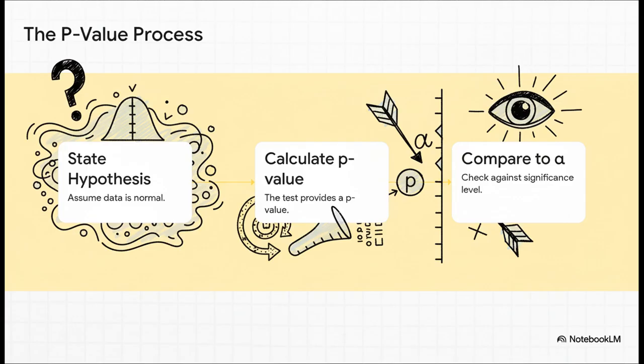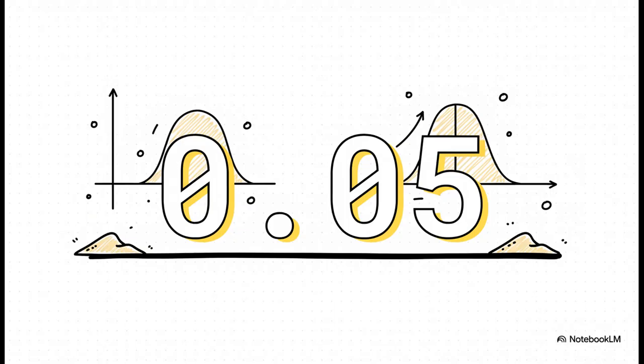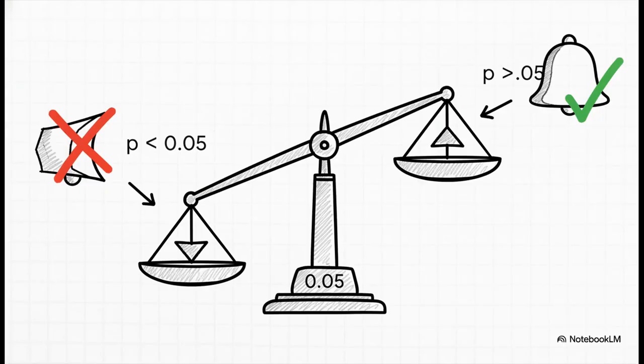And finally, you take that p-value and compare it to a cutoff point that you decided on beforehand, which we usually call the significance level. And that cutoff, that magic number that you see everywhere in science, is almost always 0.05. This is our line in the sand. So the rule is pretty straightforward.